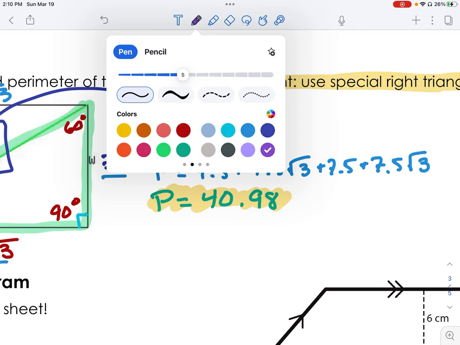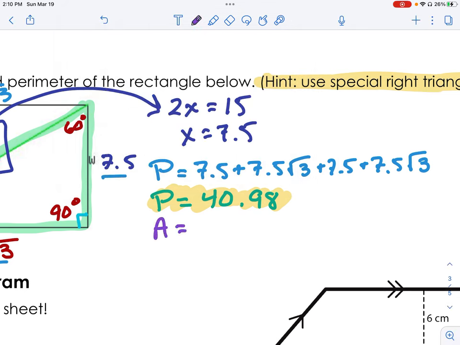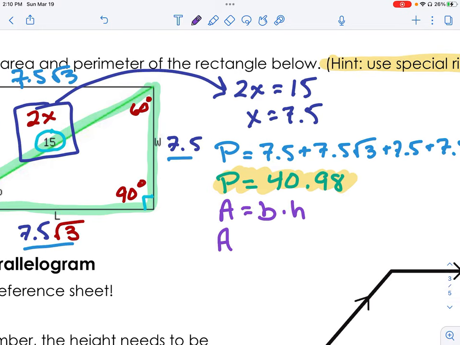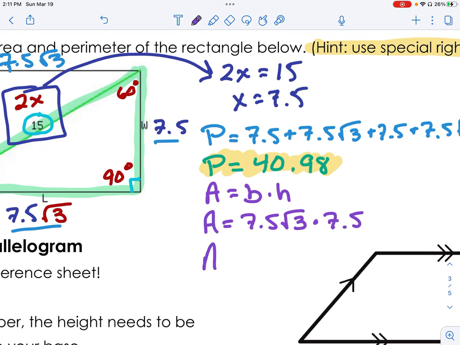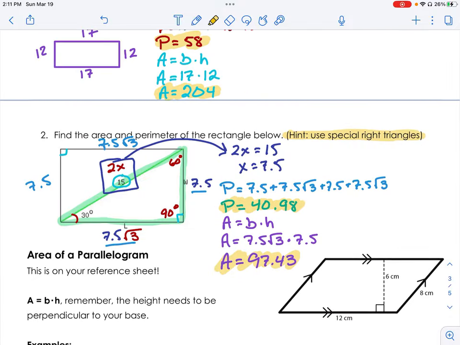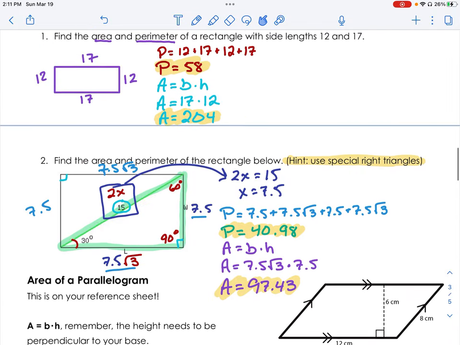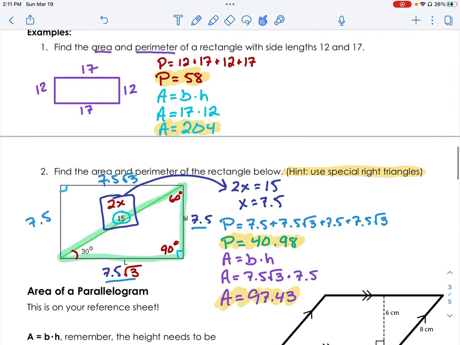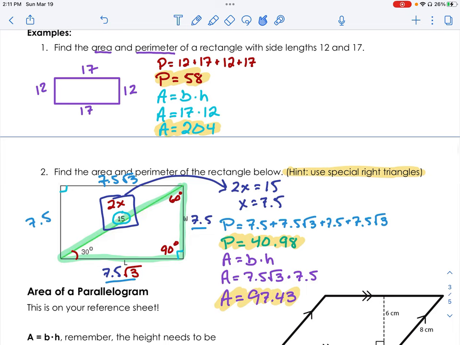And now let me go ahead and find the area, which is base times height. Our base, 7.5 radical 3. Our height, just 7.5. Plug that into your calculator once again, and you get 97.43 as your answer. So with these squares and rectangles, it's very important if you're given diagonals that you think about our special right triangles and those properties.